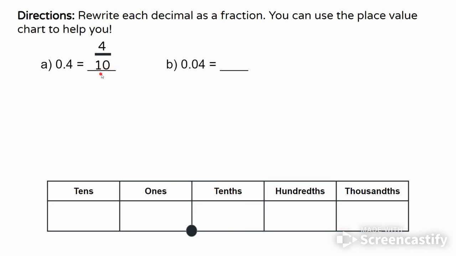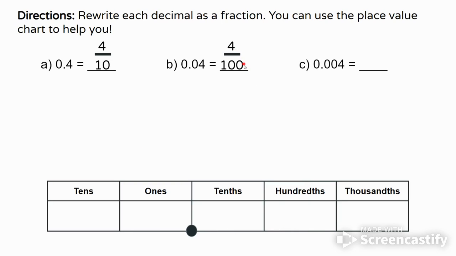Now let's try B. We have 0 and 4 hundredths. So we're going to put a 0 in the ones place, a 0 in the tenths place, and a 4 in the hundredths place. So we can see here that we have 0 and 4 hundredths. We can see the number 4, so that's going to be our numerator. And the last digit 4 is in the hundredths place, so our denominator or the bottom number is 100. 4 hundredths is equal to 4 over 100.